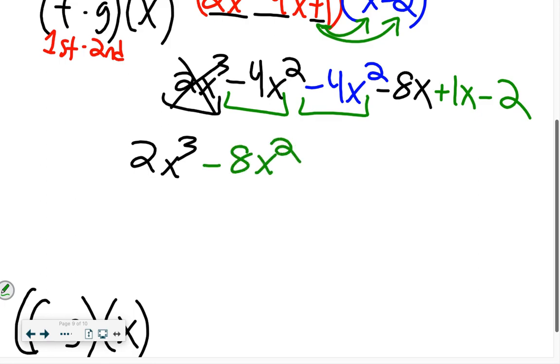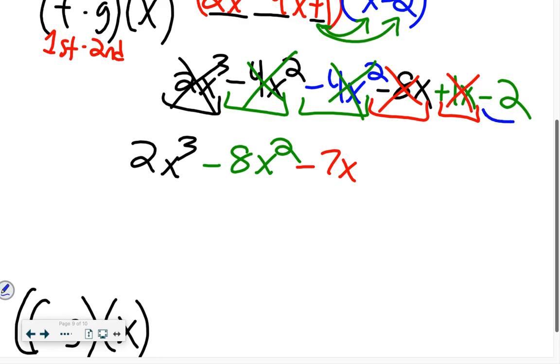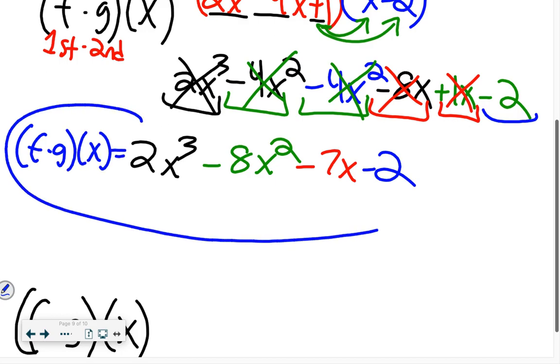Remember, when you add or subtract, you don't change the exponent. It's only when you multiply. So now we took care of those, so I'm going to cross those out. Oh look, now we have two x terms, a negative 8 and a plus 1, so it's negative 7x. That took care of them. And last but not least, you just have one number out there, so you get -2, okay? And so f times g of x equals what we just got.